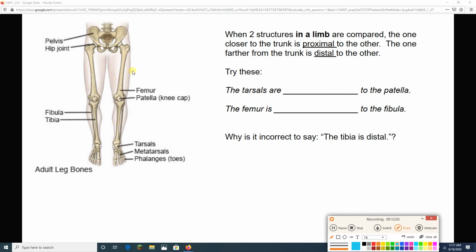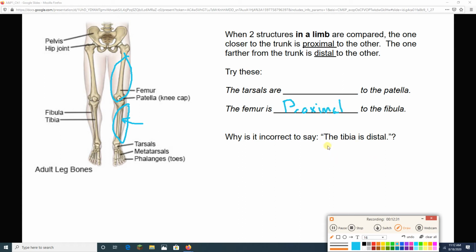The femur, so here is the femur right here, this thigh bone, is blank to the fibula. Fibula is one of your leg bones. It's the outer leg bone right there. The lateral leg bone, in fact. The femur is definitely closer to the hip. So the femur is going to be proximal to the fibula.